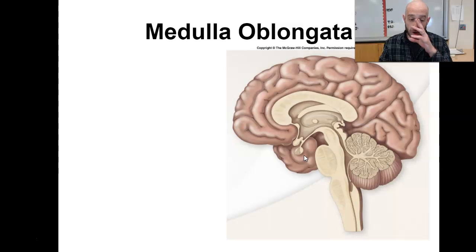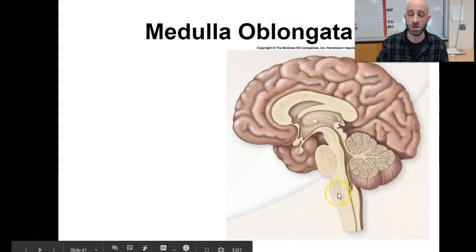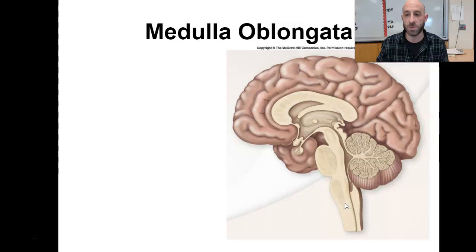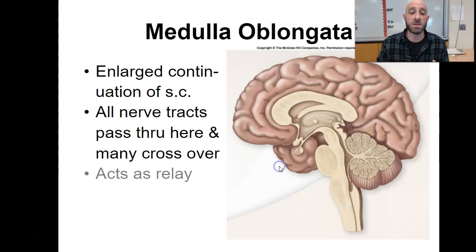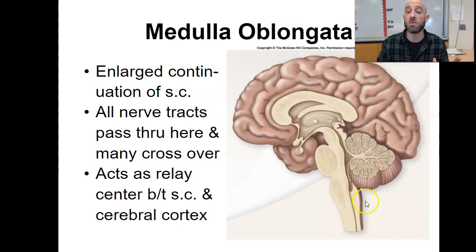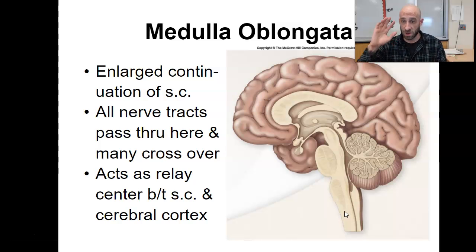And then the final part of the brainstem is the medulla oblongata. The medulla oblongata is the most inferior portion, right where the spinal cord is. So it's a large continuation of the spinal cord, and this is where all those neurons cross over, like I said. Think of it as a crossover station where the nerve tracts cross over from the right side to the left side, and from the left side to the right side.